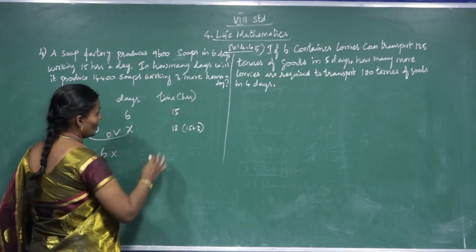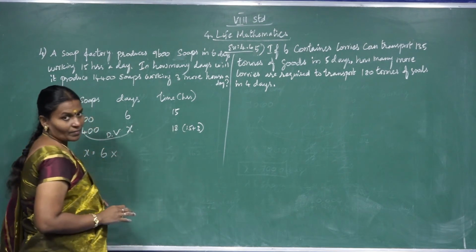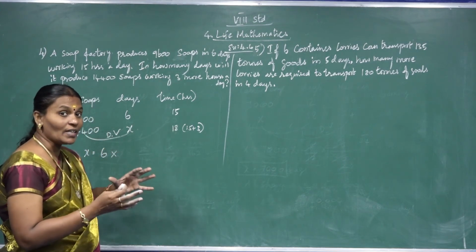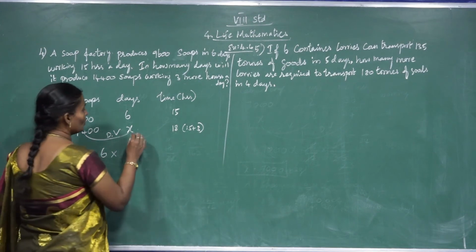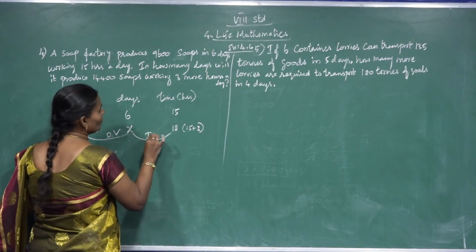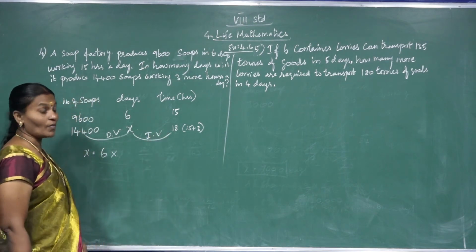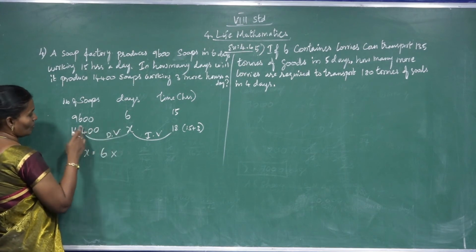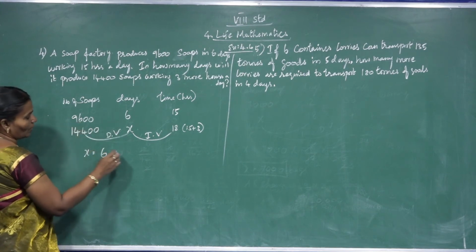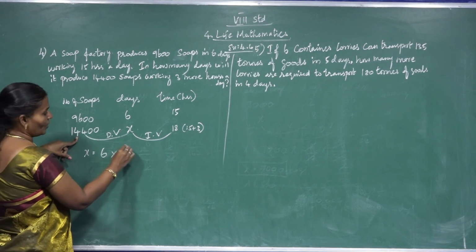Okay. So here the time is increased. So the working hours increase means definitely the days will be reduced. Okay. So these two are inverse variation. Now see this is a direct variation. No. So here you write in the reciprocal. Reciprocal means the second one in numerator.